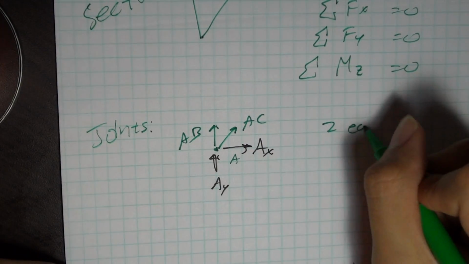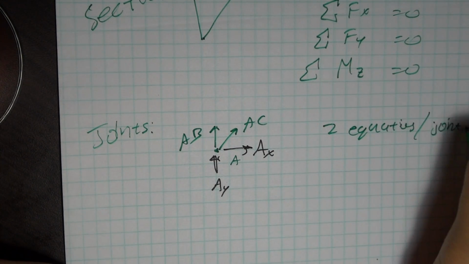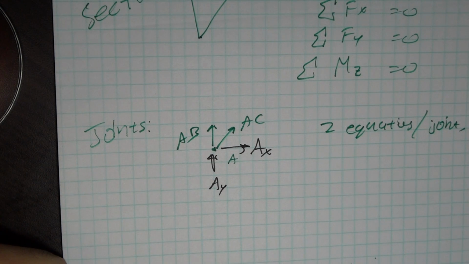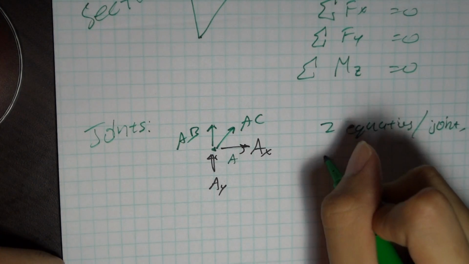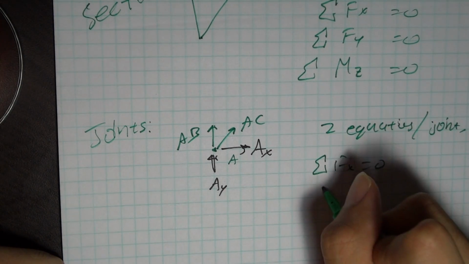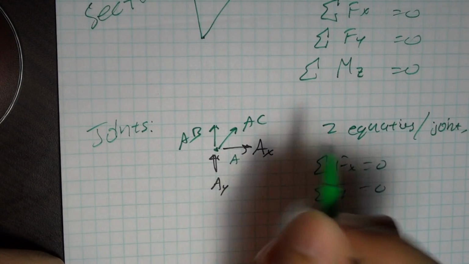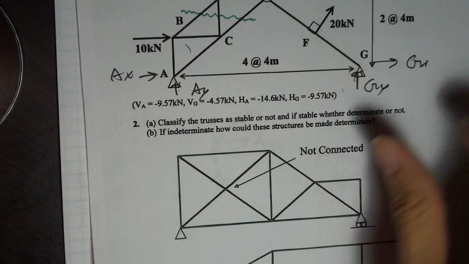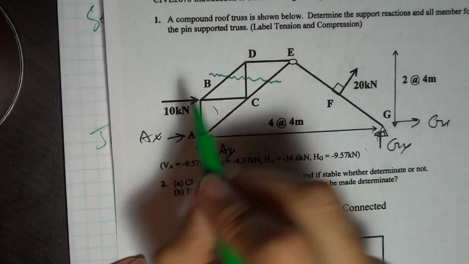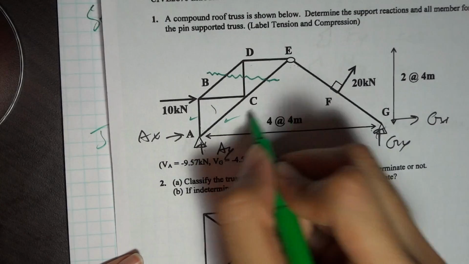You get 2 equations per joint. So I can solve 2 unknowns simultaneously with method of joints. I have 4 values here, but only 2 of them are unknown. So when I do sum of forces in the x direction equals 0 and sum of forces in the y direction equals 0, I'm going to be able to solve AB and AC. The nice thing about method of joints for this problem is that once I solve this one, I know what this one is, and I know what this one is.